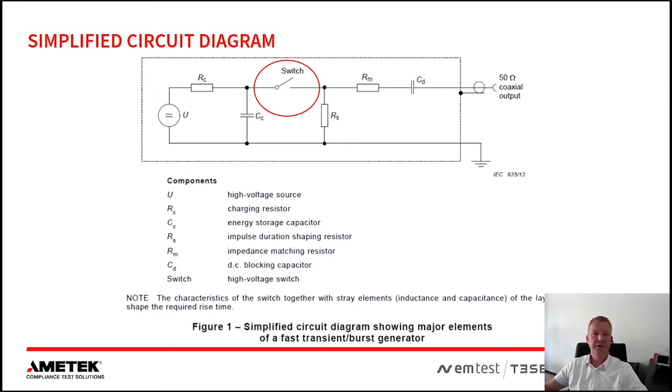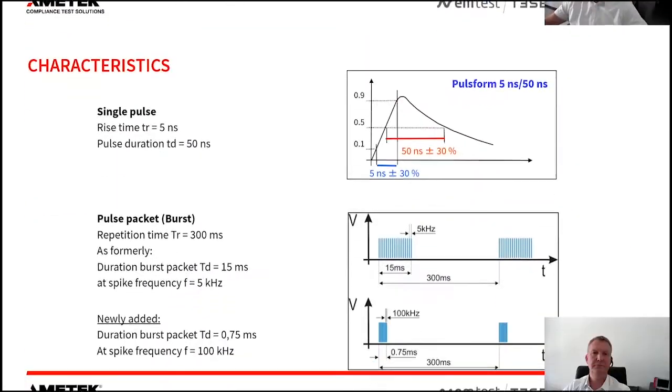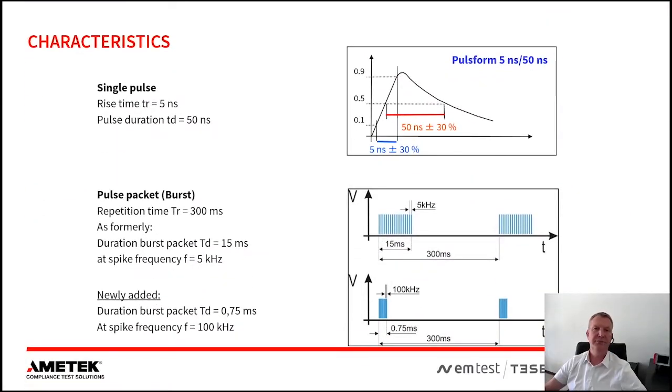The simplified circuit diagram shows the same major elements. They just exchanged the spark gap with an electronic switch. The single burst pulse is still specified with a rise time of 5 nanoseconds, measured between 10 and 90%. Duration is still 50 nanoseconds, measured between 50 and 50%.